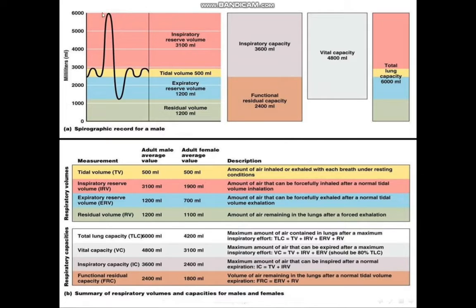In this picture I will explain the capacities and volumes of the lungs. Everyone who wants to study the physiology of the respiratory system should know this information. Let's start the measurement. The volumes of the lungs, this one. The capacities of the lungs, this one.